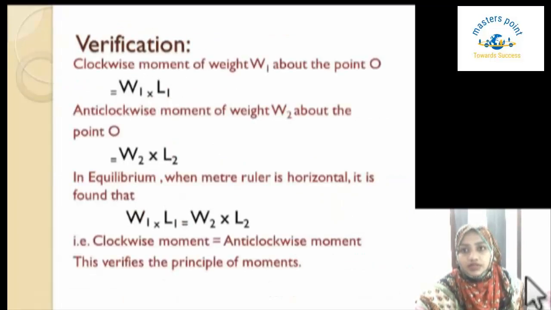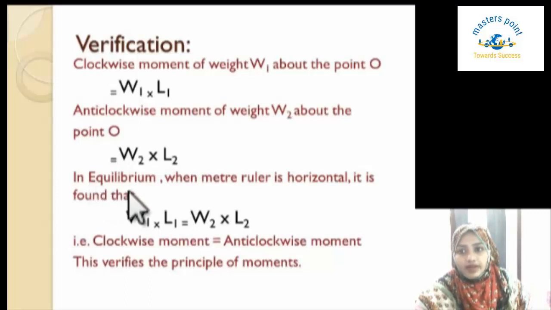So there are some rules. To find the clockwise moment, we have to use the moment formula, which is the weight into the perpendicular distance. And for the anti-clockwise moment, again we take the product of the other weight with the other distance. And when it comes to a stable position, a static equilibrium, we will find that the sum of the anti-clockwise moments is equal to the sum of the clockwise moments. By this we can verify the principle of moment.